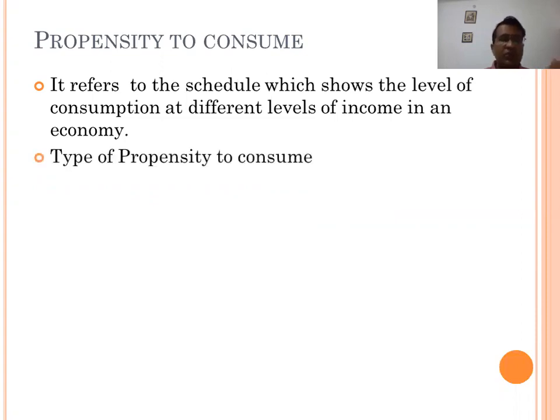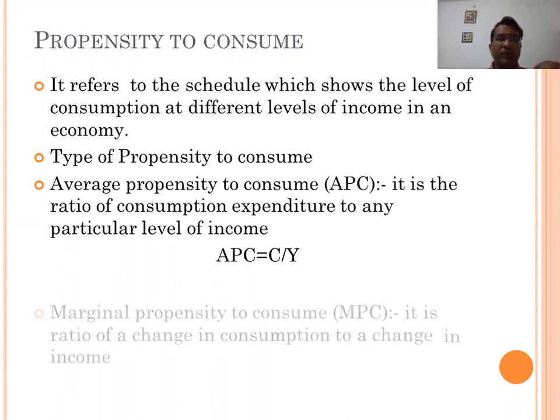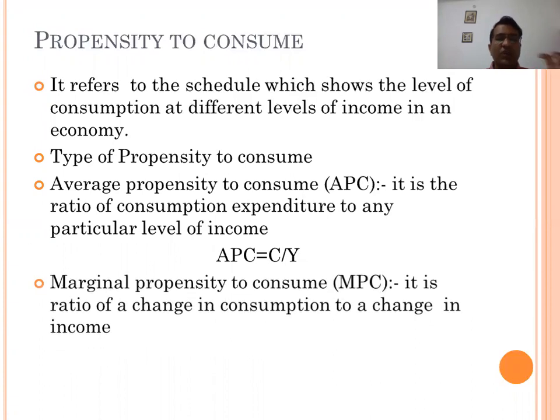Types of propensity to consume, it has two types. Average propensity to consume is the ratio of consumption expenditure to any particular level of income. In other words, it is the ratio of consumption to income. It means APC is equal to C upon Y. APC is average propensity to consume, C is the consumption, Y is the income. So the ratio of consumption to income is called average propensity to consume.